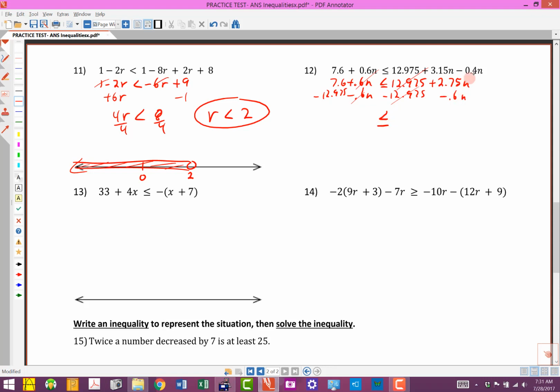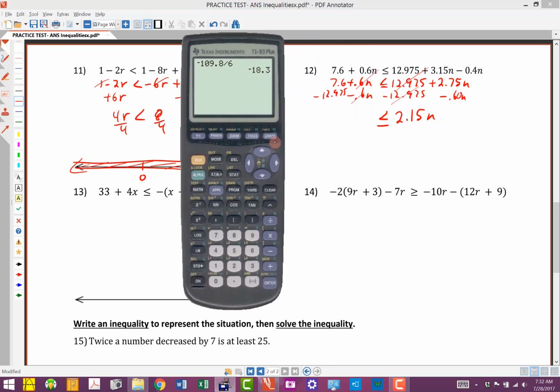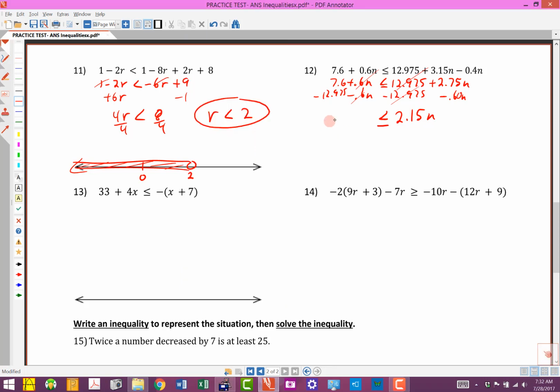So let's see, we're just doing subtracting, so that's not going to change the direction. If we put the two of these together, this is 2.75 minus 0.60, so that's going to be 2.15n on this side. And then I'm going to throw that in the calculator. That looks pretty nasty. Let's see what we've got there. 7.6 minus 12.975. And we end up with negative 5.375. And then we'll go ahead and divide both sides by 2.15.